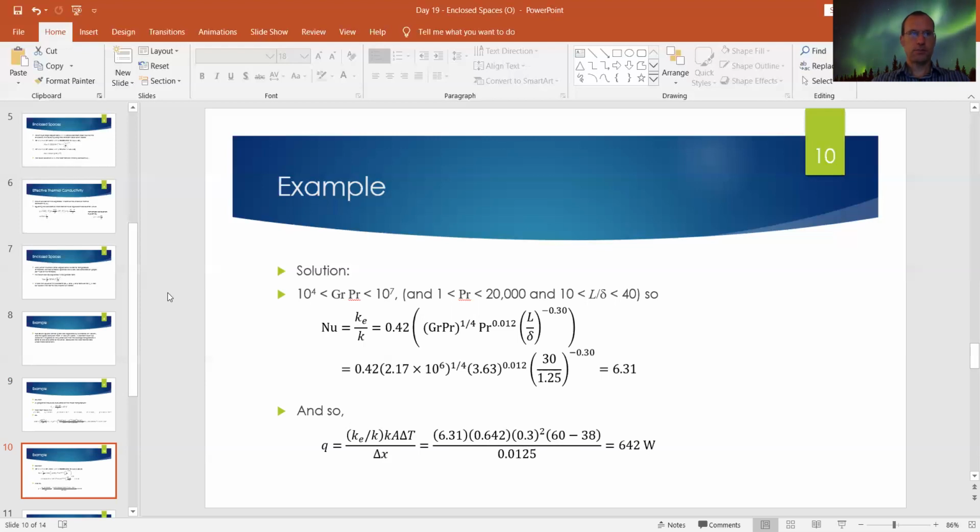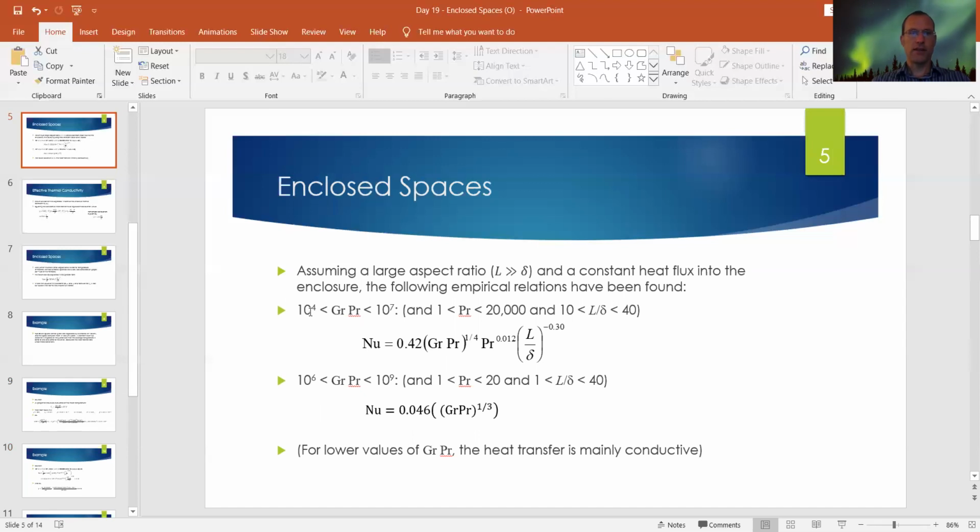Now some of you may have noticed way back on slide 5, when we had these equations for this scenario, these two vertical plates separated by a small distance, my first equation, the one we just used, had 10 to the 4th and 10 to the 7th as the two boundaries. I was at 2.16 times 10 to the 6th, so well within those bounds. You may have noticed this second equation for the higher values actually started at 10 to the 6th, so technically we could use that one as well, because the value we had for GrPr was 2 times 10 to the 6th, so between those values as well.